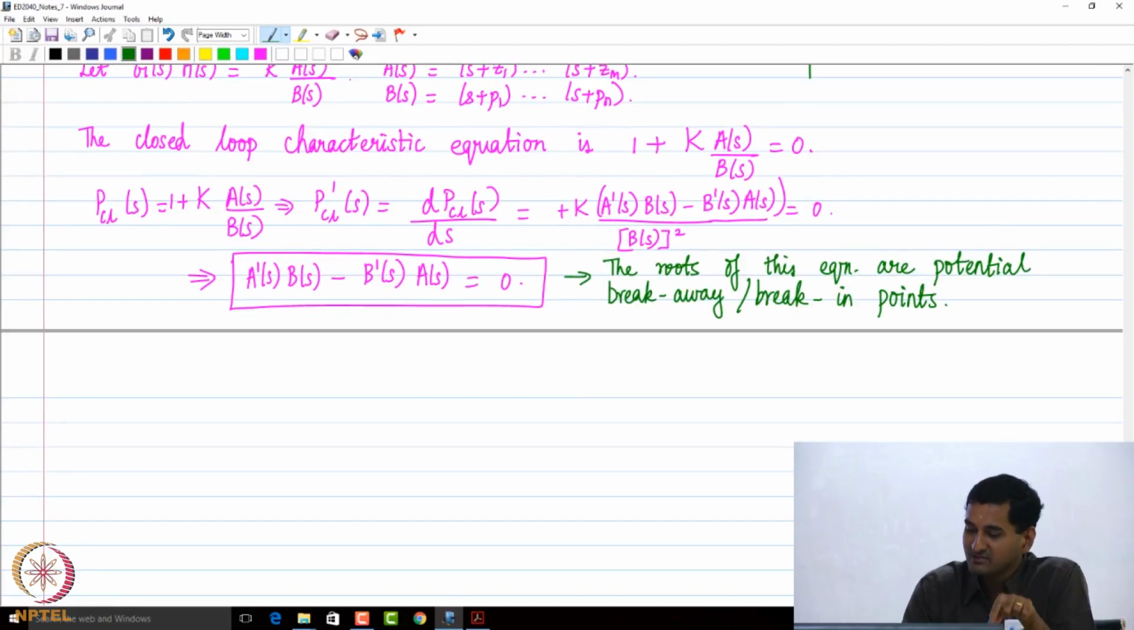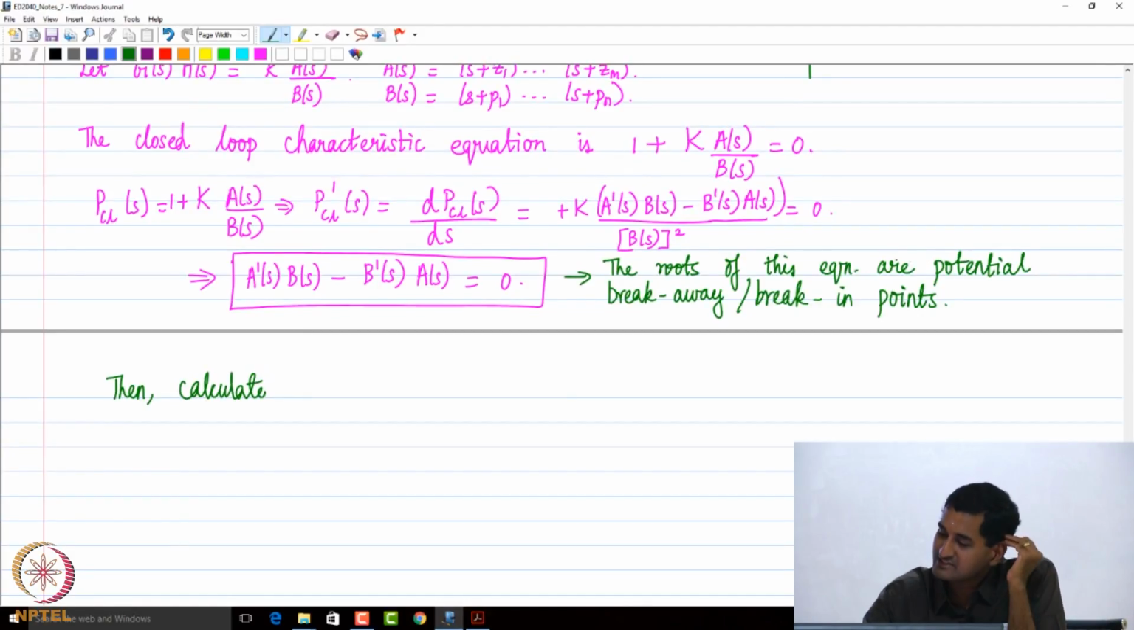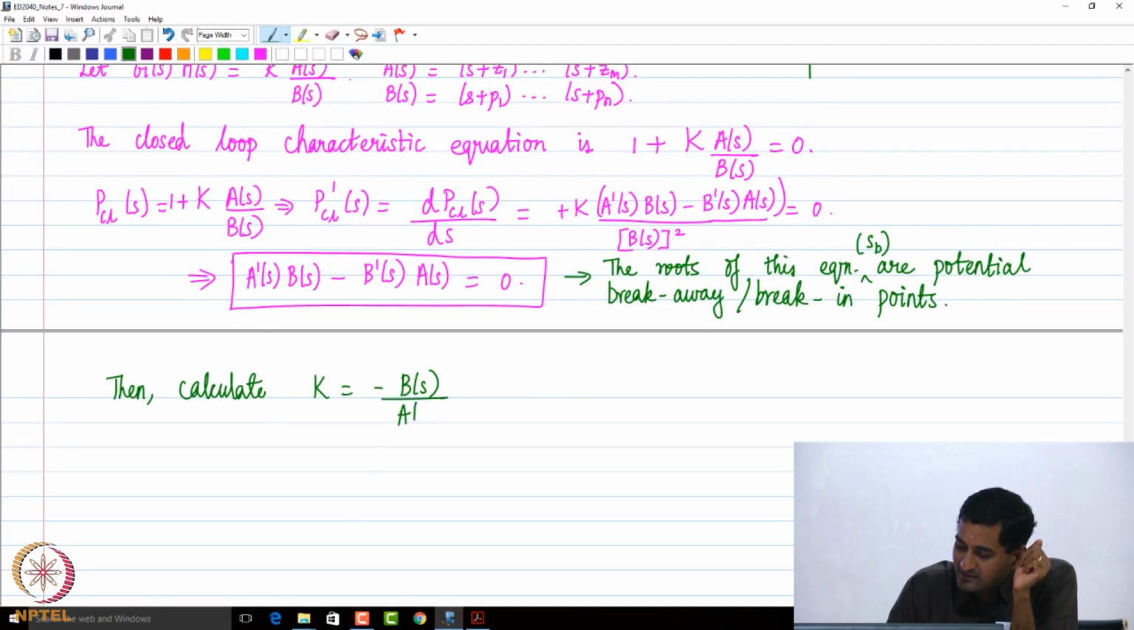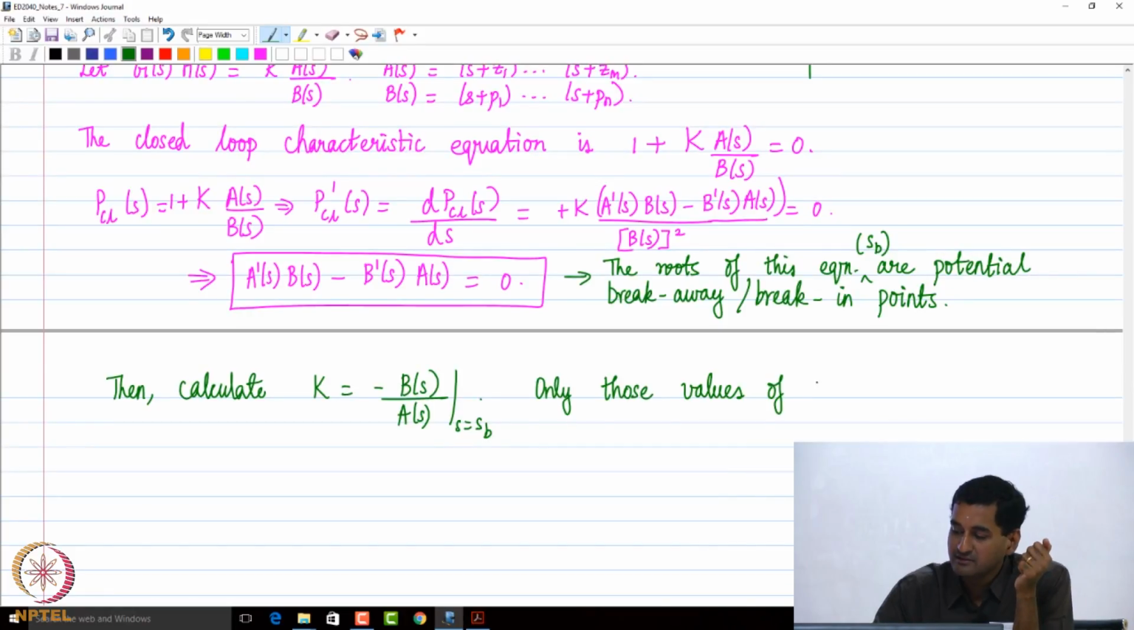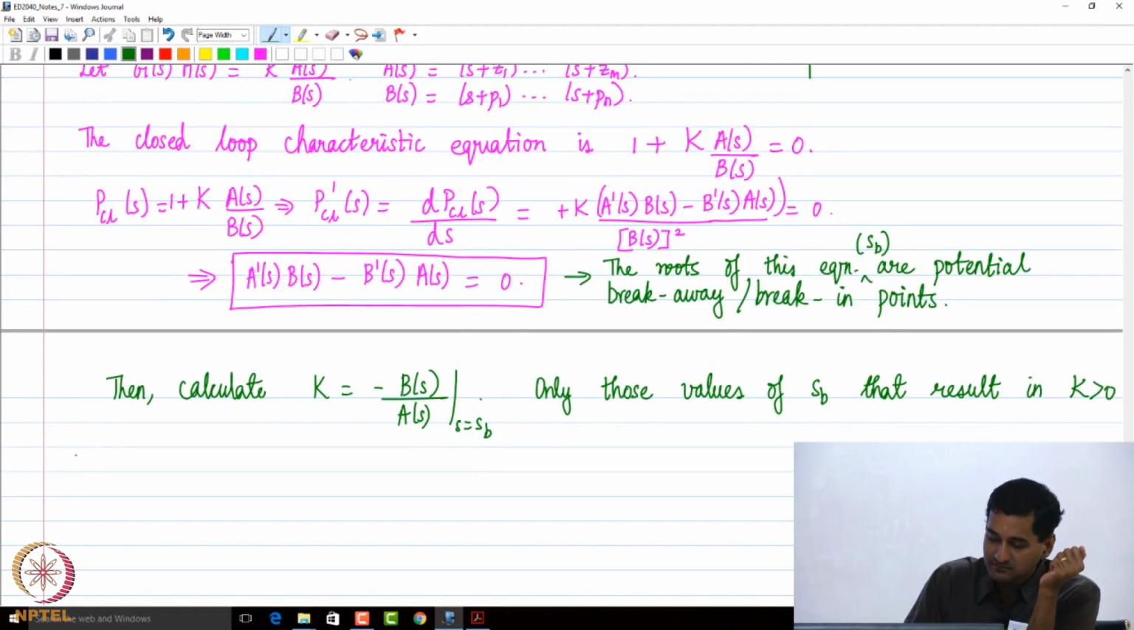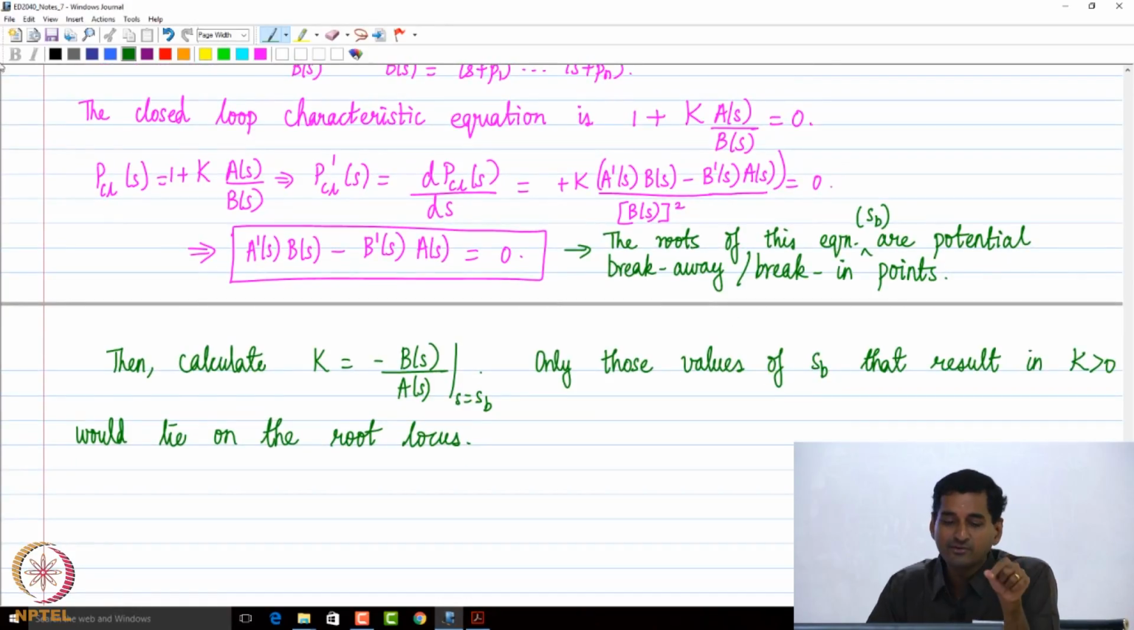So let me repeat what I meant just now. You solve this equation, you get some values of s, right? Then find or calculate, let's say we call these roots of this equation some sB, okay? I am just putting a subscript B to indicate breakaway or break-in points. Then calculate the values of k as minus b of s divided by a of s evaluated at s equals sB, okay? Only those values of sB that result in k greater than 0 would lie on the root locus, okay, for our scenario. So there are two steps. First you solve this equation, then you find the corresponding values of k.